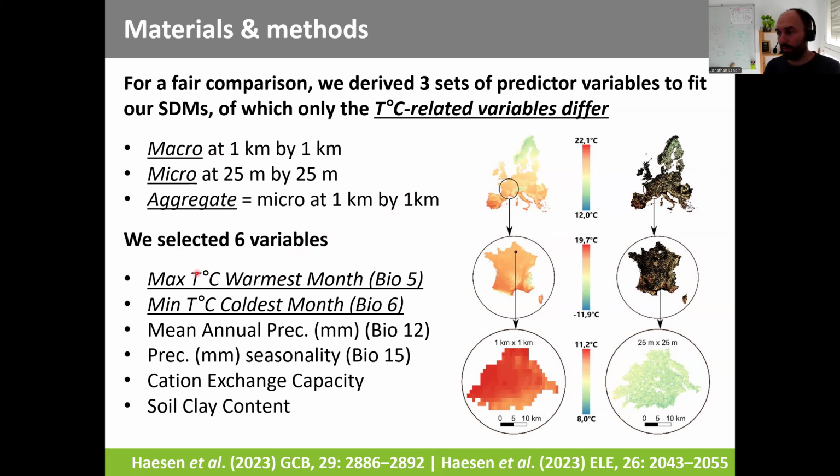2 are temperature-related variables: maximum temperature of the warmest month, Bio5, and mean temperature of the coldest month, Bio6. Then we have 2 precipitation-related variables: minimum precipitation, Bio12, and precipitation seasonality, Bio15. And then 2 soil-related variables: cation capacity and soil clay content. Of course, these 4 ones don't differ between the 3 sets here. We always have the same set of precipitation and soil variables for all 3 sets of macro, micro, and aggregate. But the 2 temperature-related variables will change according to macro, micro, and aggregate spatial resolution.